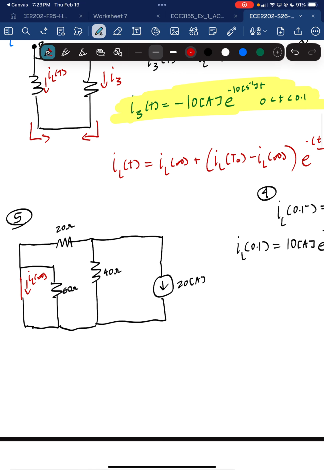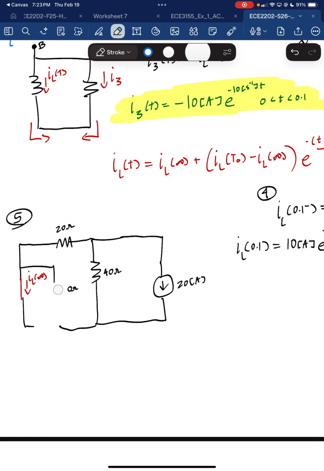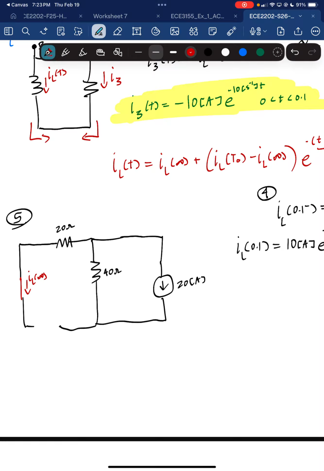So, okay, one simplification we can do, right? Pretty obvious, I hope. Yeah, we get rid of that 60 ohm resistor. It's being shorted out, so it does not affect this circuit at all. We can get rid of it.